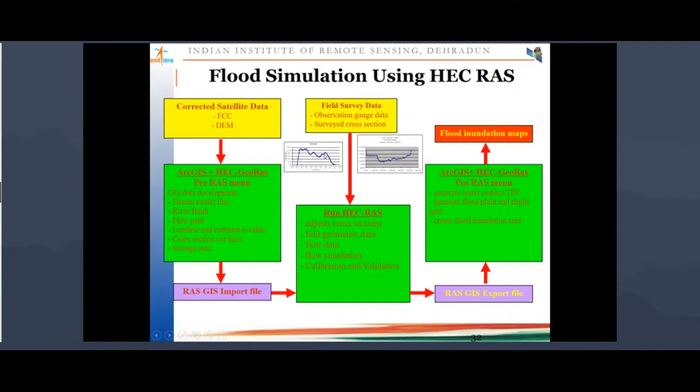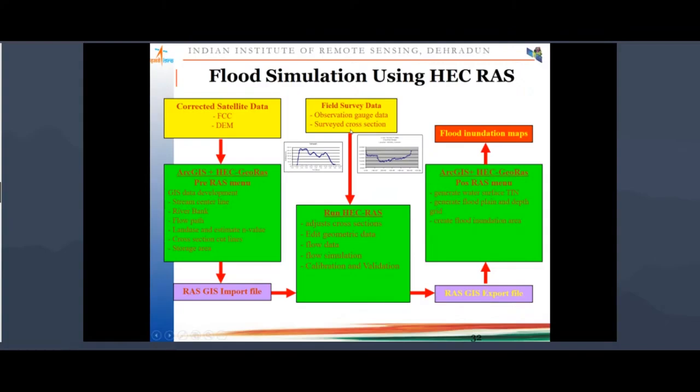Now this is an example of the calibration and validation of a cross section, a change of the cross section. Then finally I will export this file to HEC-GeoRAS. So you can see generate water surface, generate floodplain, and create the flood inundation area. Of course, you should also have a lot of data from the field, like survey cross sections.